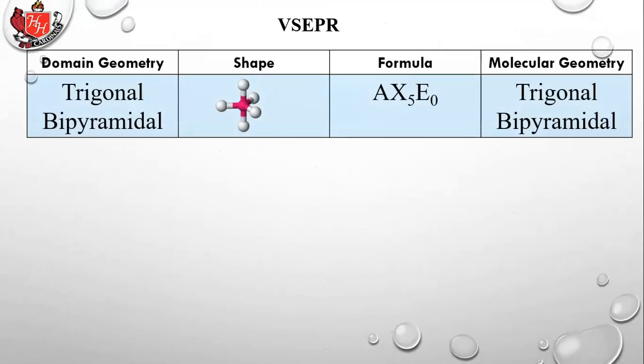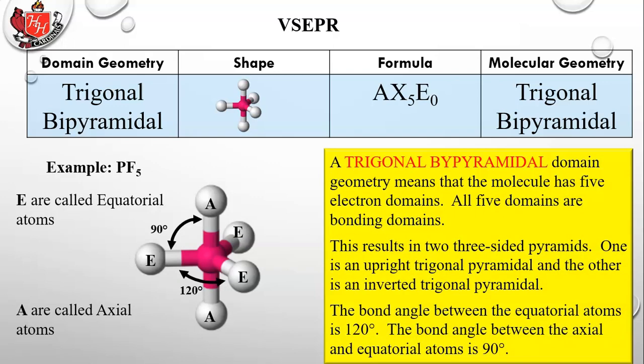Now we're going on to a new family. This is called Trigonal Bipyramidal. Trigonal Bipyramidal, you'll notice, has 5 electron domains. And there you see them right there. So let's go on down and read this.